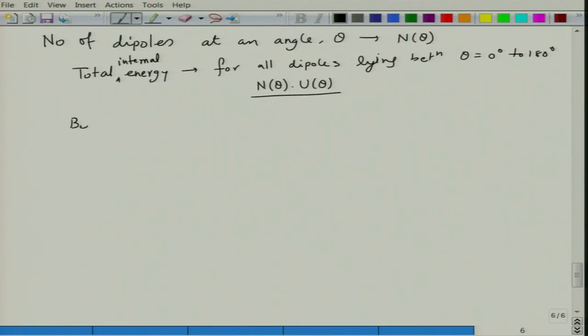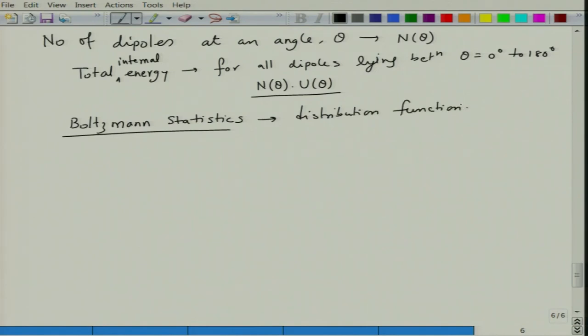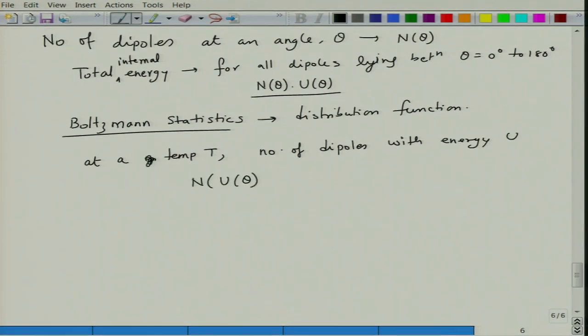So, now let us use the Boltzmann statistics, which allows us to basically minimize the free energy using a distribution function. So, this gives a distribution function. And what is this distribution function? Basically, the distribution function is at a given temperature T, number of dipoles with energy u will be n u theta. So, this n u theta is equal to A into exponential of minus u theta divided by kBT, which is the thermal energy.